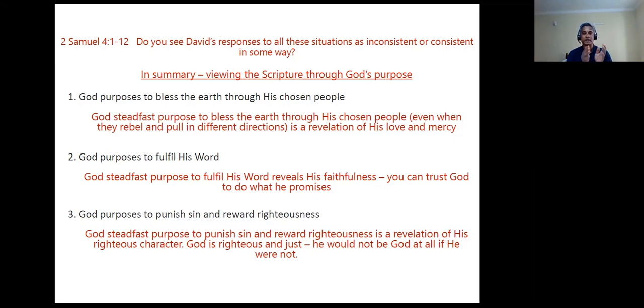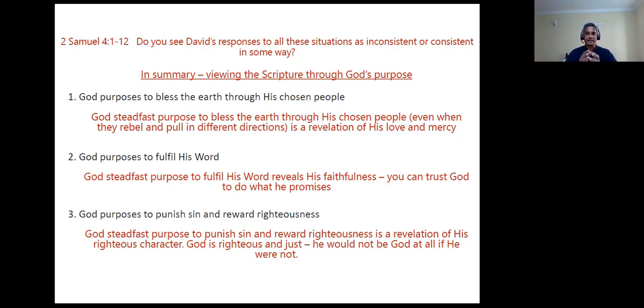Why do we say that? God steadfastly purposes to punish sin and reward righteousness. This reveals the righteous character of God. So God is righteous and just. He would not be God at all if he were not, right?